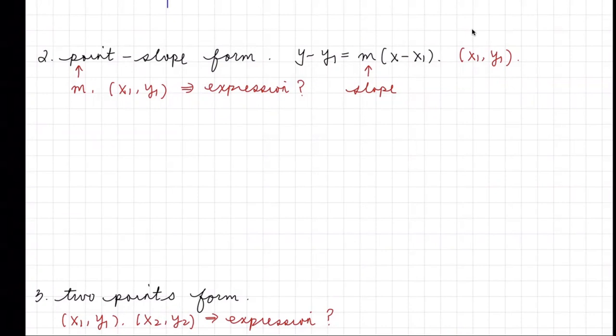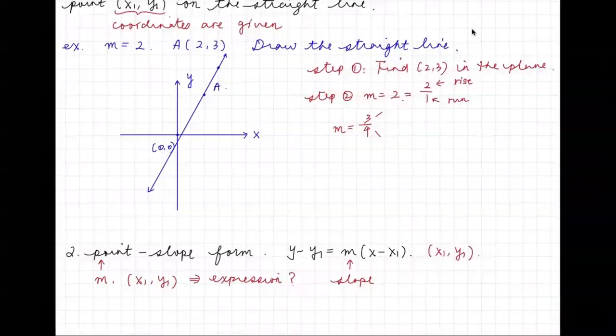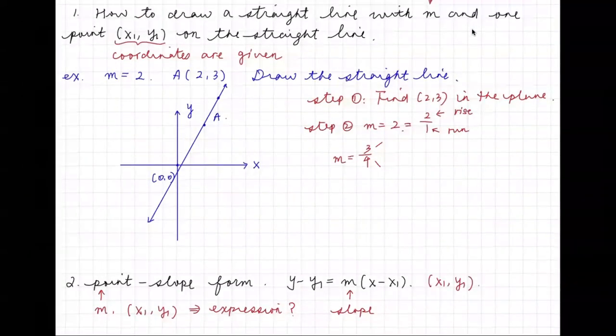Why do we need to learn this? Point slope form basically tells us how we can find the expression of the linear relation or straight line, if we're given the slope and a point. How can we connect the first thing and the second thing we learn?